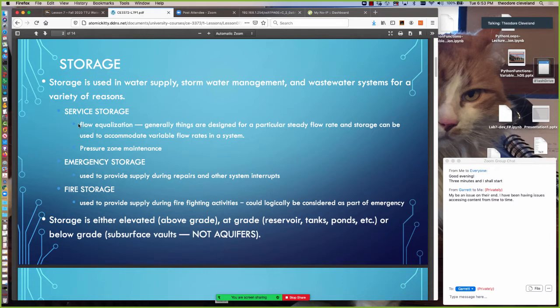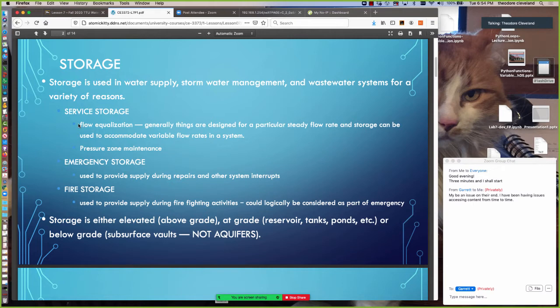So the categories of storage that we'll discuss are service storage, emergency storage, and fire storage. Service storage, its main purpose is for maintenance of pressure zones and flow equalization. And flow equalization is fancy terminology for things that are designed for a particular steady flow rate, and we use storage to accommodate the variable demand in the system over the course of a day or over a few days.